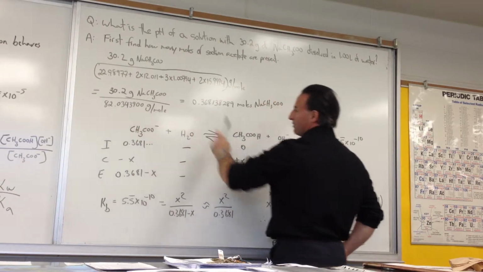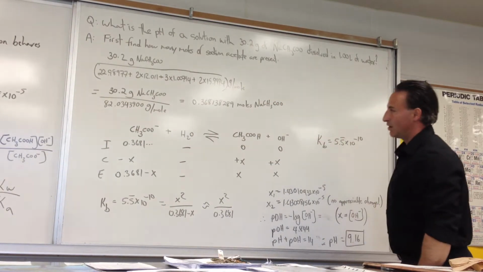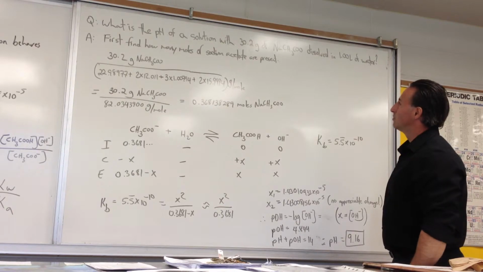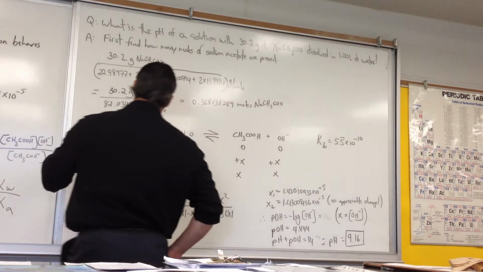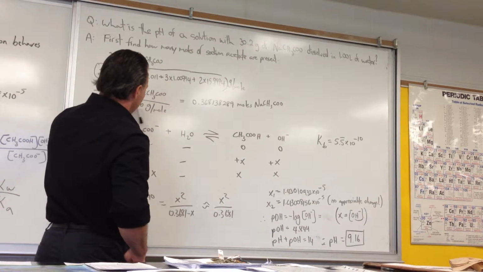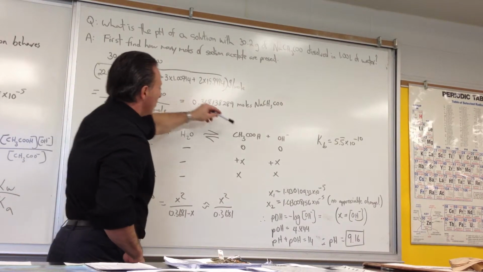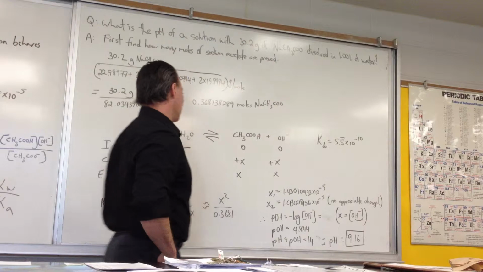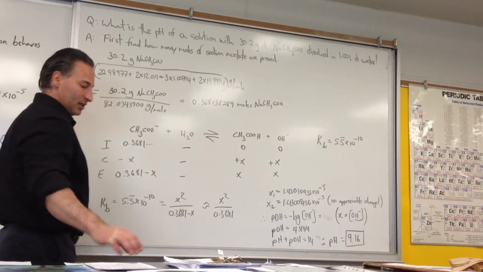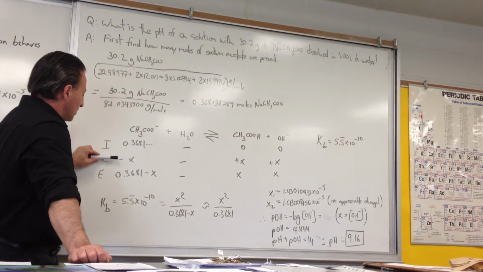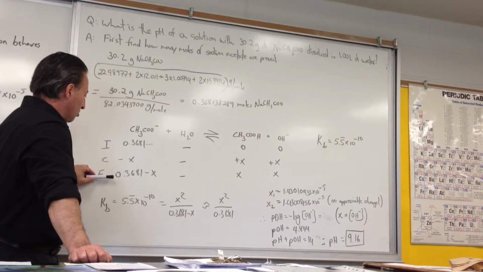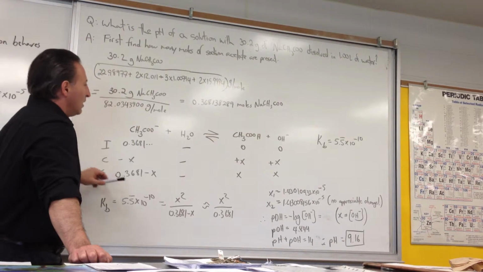There's 30 grams, so we have less than 1 mole of acetate anion in solution, 0.368 to be exact. We set up an ice table showing, first of all, the chemistry. The acetate ion combines with water, giving you acetic acid and hydroxide ion. We're not going to count water in the equilibrium expression. 0.36 minus X amount dissolves to give you an equilibrium value of 0.36 minus X.